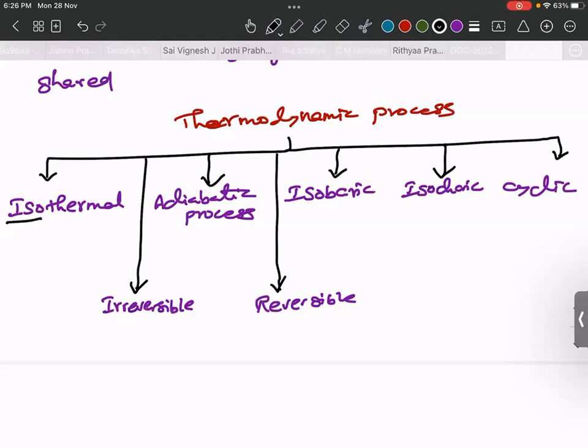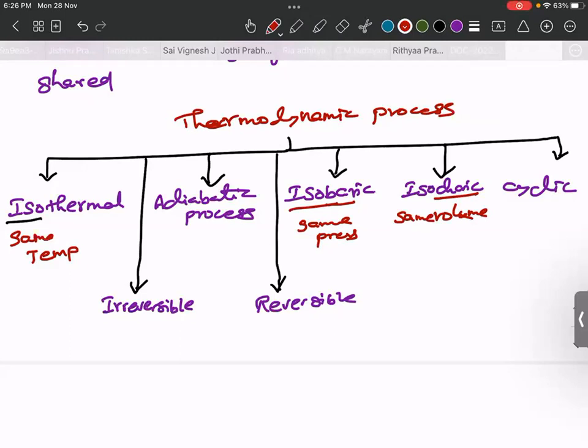Isothermal. Iso means same. Thermal means temperature. So isothermal means same temperature. Then bar means pressure, so isobaric means same pressure. Isochoric means same volume. In the adiabatic process, there is no exchange of heat between the system and the surrounding, or otherwise you are maintaining the temperature.